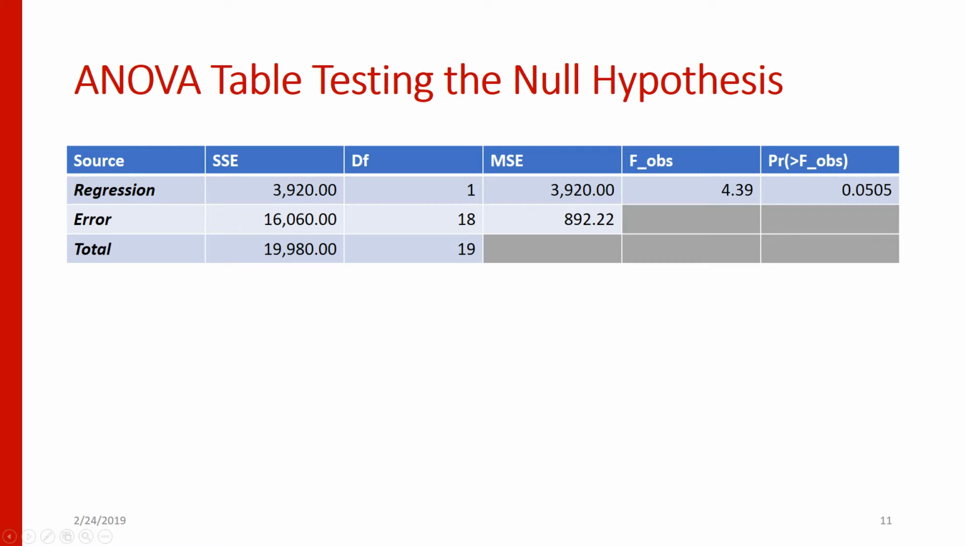We can then divide these across to get the mean squared error. So we're dividing the sum of squared errors by the appropriate degrees of freedom in order to get the mean squared errors. And then the F observed is the ratio of the two mean squared errors, which is ultimately 4.39. And using a statistical program, we can actually get the probability of observing that F under the null hypothesis, and the probability of getting an F observed this large or larger with 1 and 18 degrees of freedom is 0.0505.